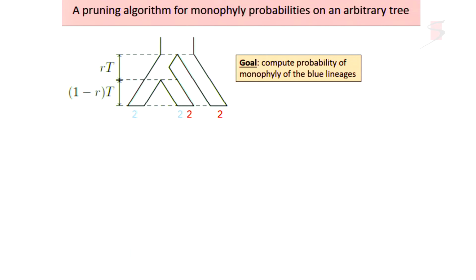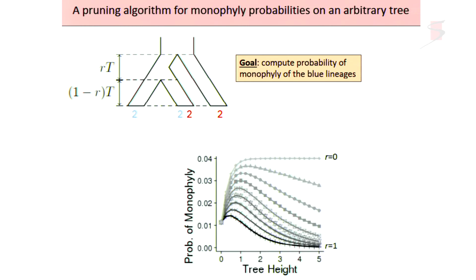Okay, so just a couple of example calculations to show what we can do with this. This is a case with 3 species, and the question is to compute the probability of monophyly of the blue lineages. Maybe we're interested in these 2 blue lineages, and then 2 that are sampled from another group. Here's this probability of monophyly as a function of the tree height, and you can see there's an additional parameter r, which modulates where the third branch joins in.